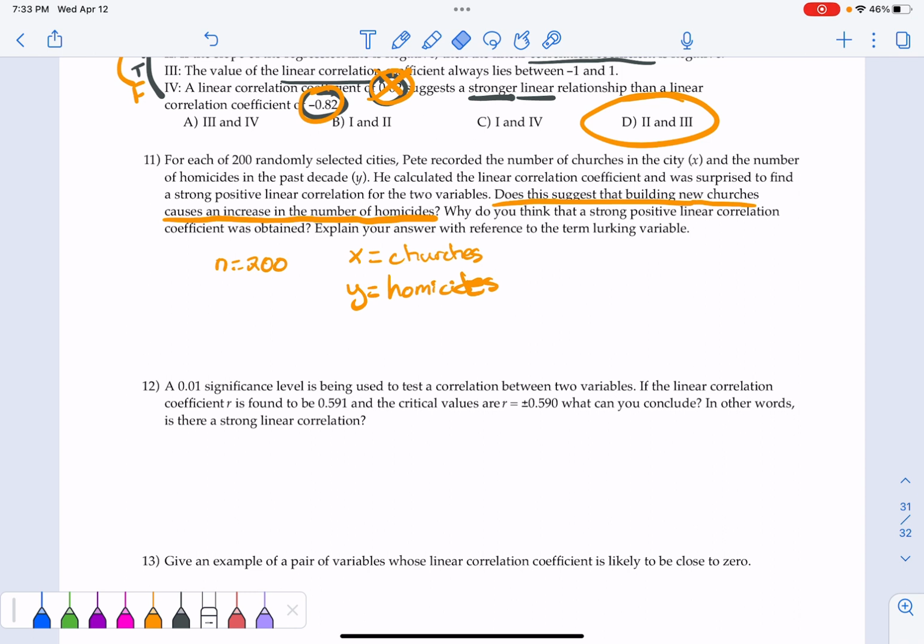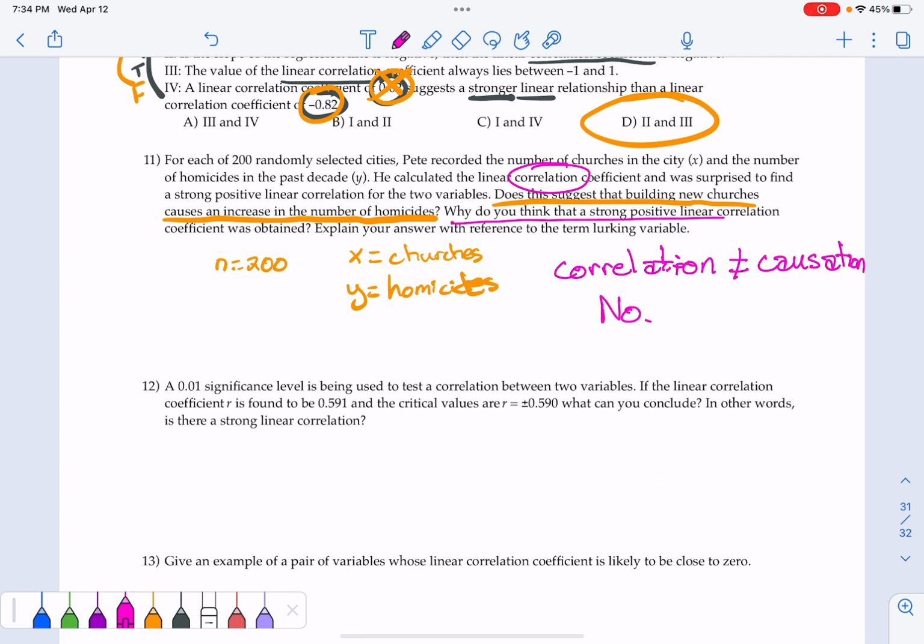And just because they're correlated, let me underline those words. Just because it's correlated, we talked about this before. Correlation does not equal causation, which means that just because they are related to each other does not mean that one causes the other one to happen. Does this suggest that building new churches causes more homicides? No, it does not suggest that.